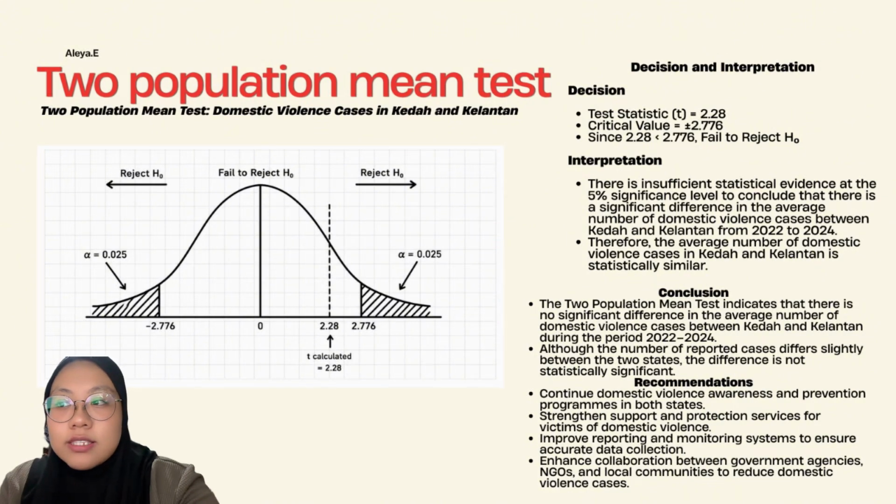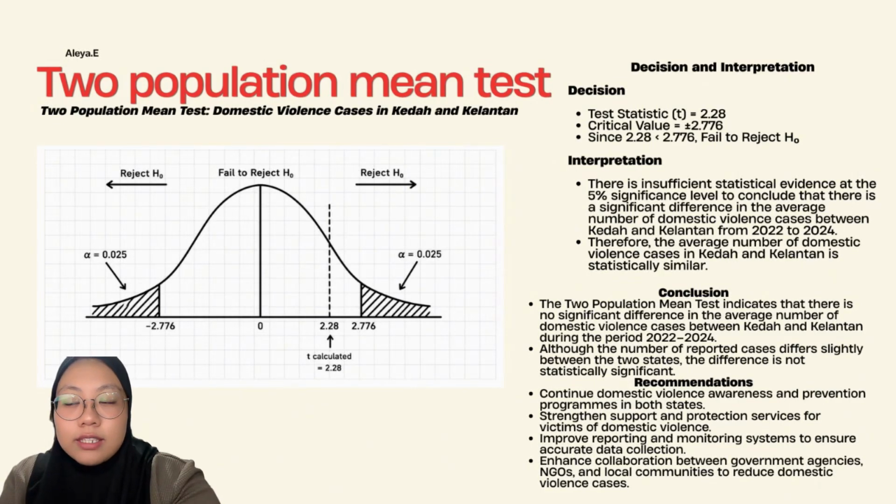This means there is insufficient statistical evidence at the 5% significance level to conclude that there is a significant difference in the average number of domestic violence cases between Kedah and Kelantan. In conclusion, although Kedah recorded more cases than Kelantan during the study period, the difference is not statistically significant.